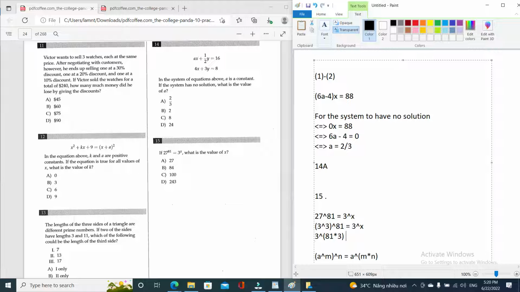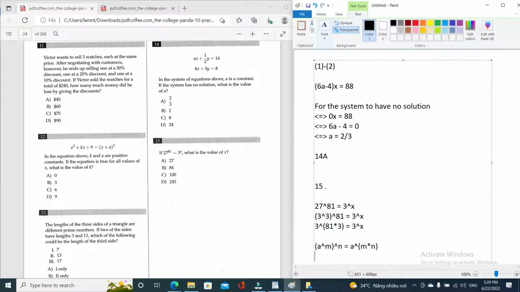So 3 to the power of x, and therefore this is 3 to the power of 243. Yeah, it's equal to 3 to the power of x, so x equal to 243. Alright, so the answer is actually D.